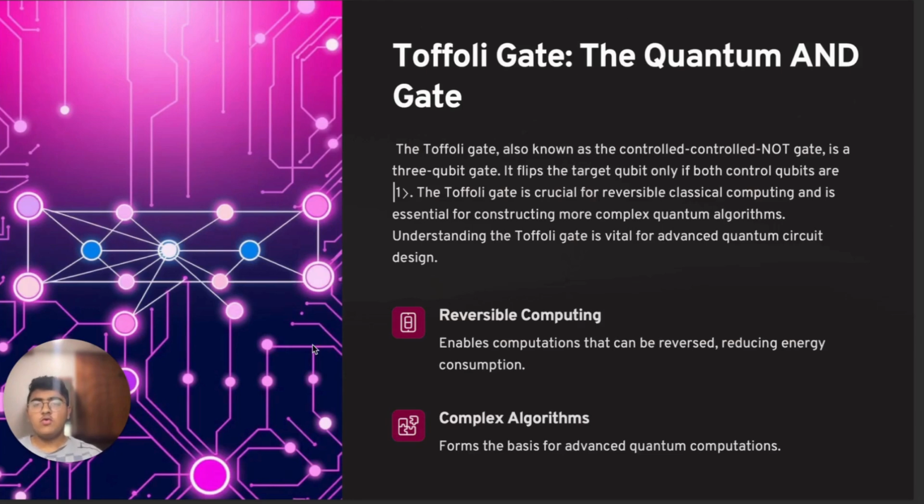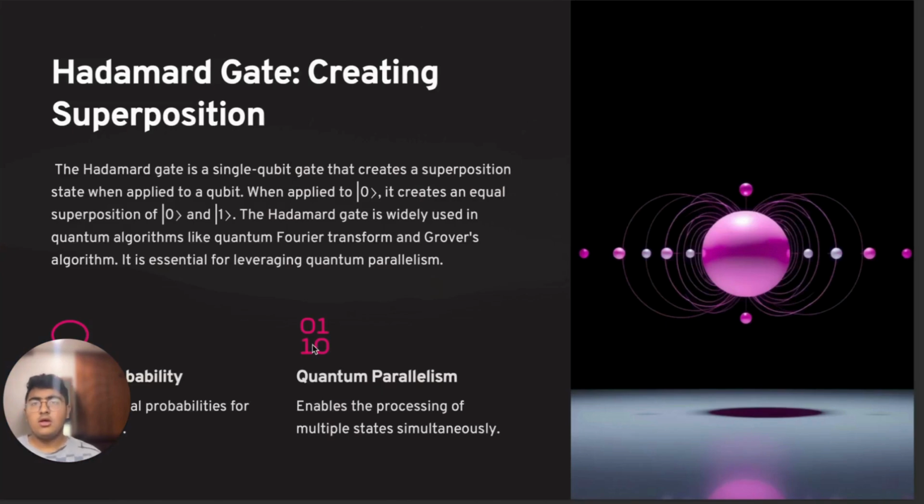So next we move on to the Hadamard gate. The Hadamard gate is key to quantum computing. When applied to ket 0, it puts the qubit in a superposition of ket 0 and ket 1, each with 50% probability. It's how quantum computers explore many possibilities at once. This gate is the first step in many algorithms like Grover's and the quantum Fourier transform.